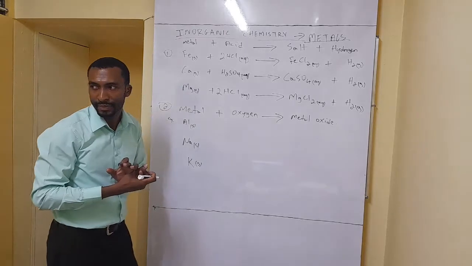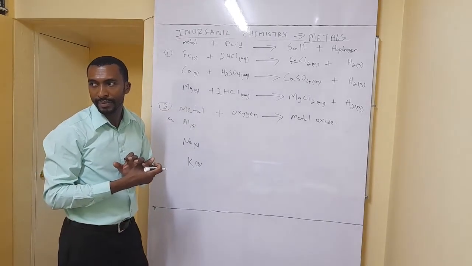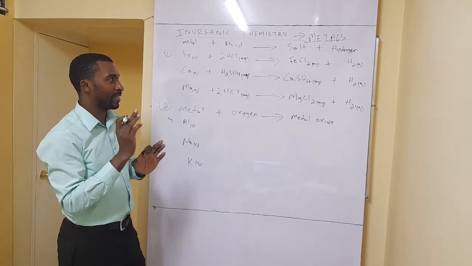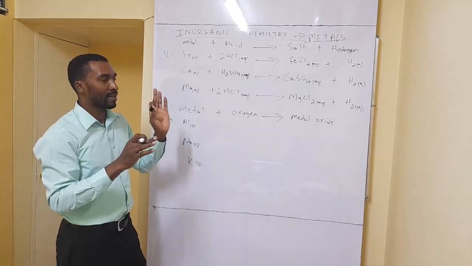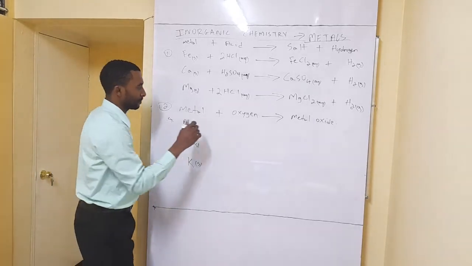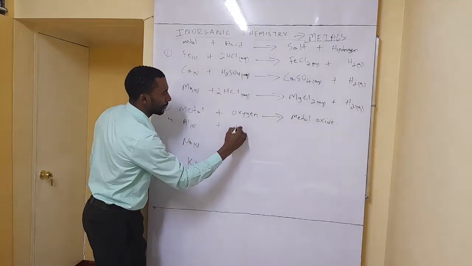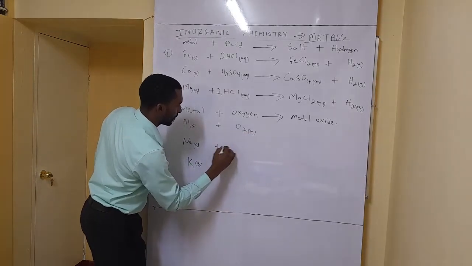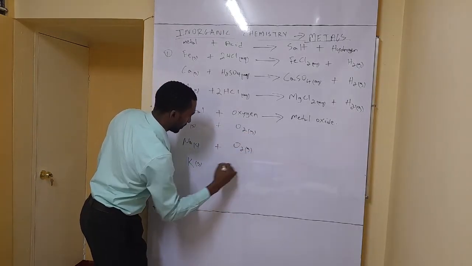Because the Cl is negative, each Cl is 1 minus. Iron is 2 plus, so you have a 2 on that, and the iron will be 1. Good. Oxygen gas plus oxygen gas, that would be 1.